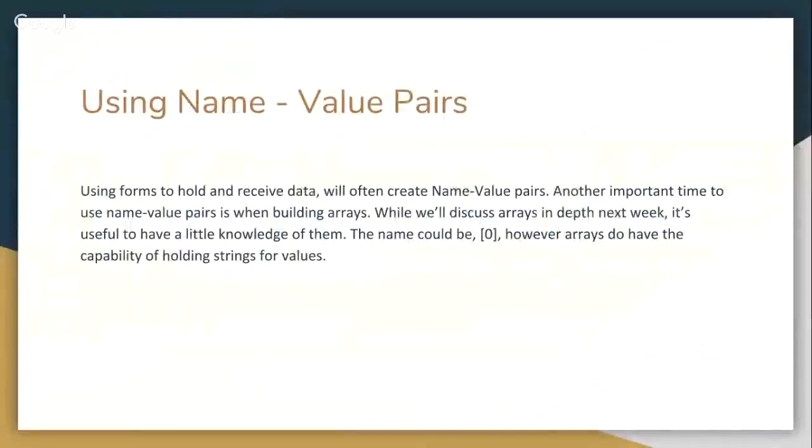Using forms to hold and receive data will often create name value pairs. Another important time to use name value pairs is when building an array in PHP. While we'll discuss arrays in depth next week, it's useful to have a little knowledge of them for this subject. The name side of things could be 0, like when we're using it in other programming languages. However, arrays do have the capability of holding strings for values. That is something we'll probably be covering next week, but that was something exciting to see.